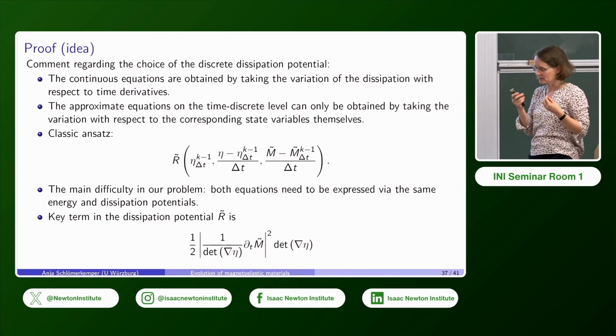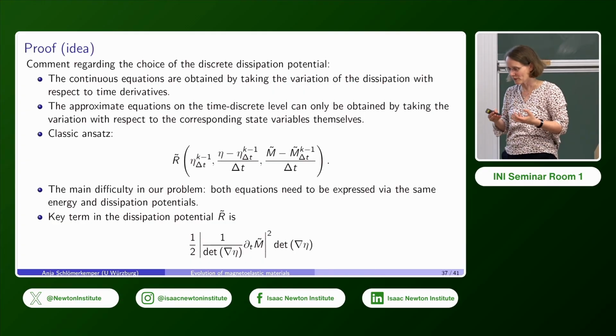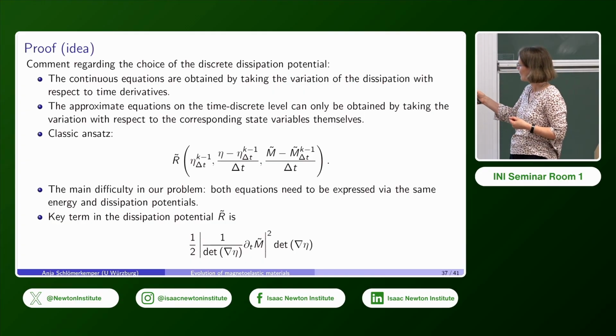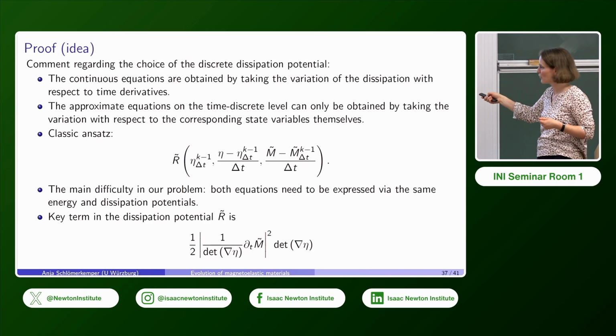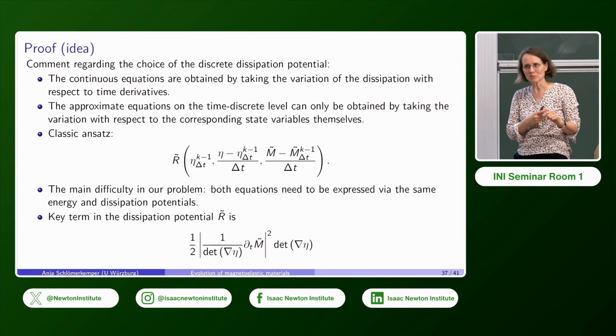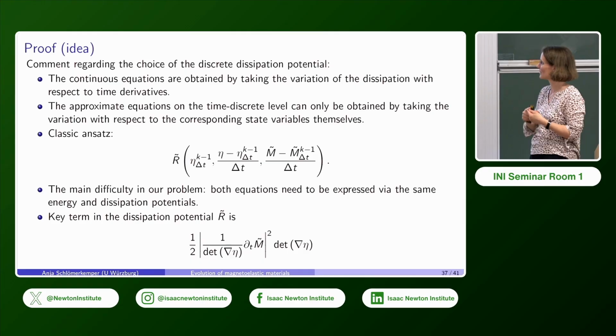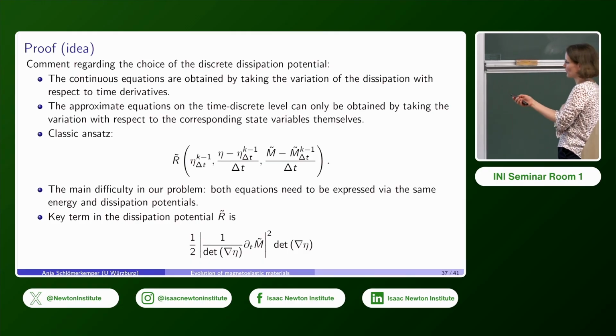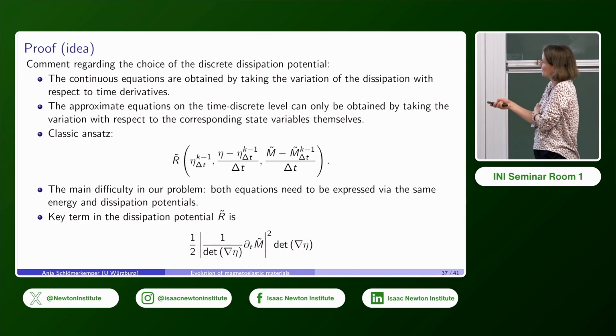And the difficulty, like when we were proving this and working on this, was we would like, or need, to choose the potential, the dissipation potential, in such a way that we obtain both equations, the balance of momentum and the magnetic force balance, from the same dissipation potential. Okay? And then the key term was like this one.